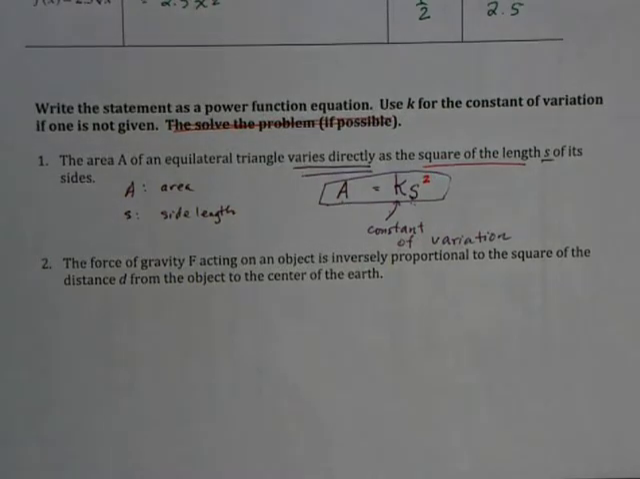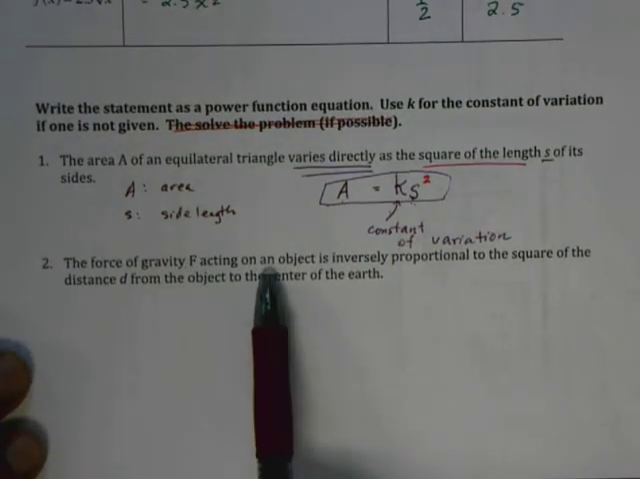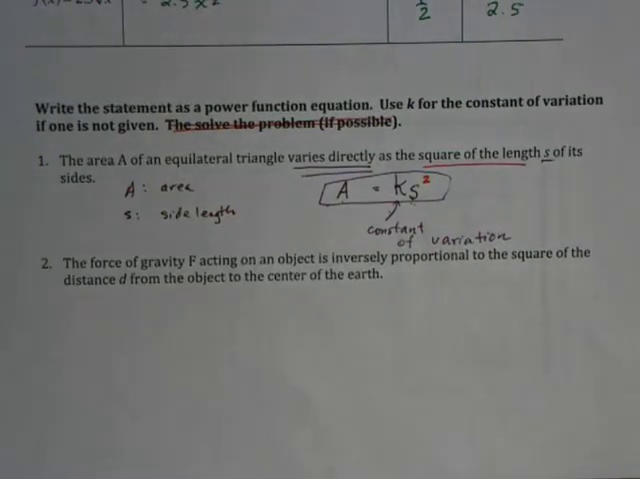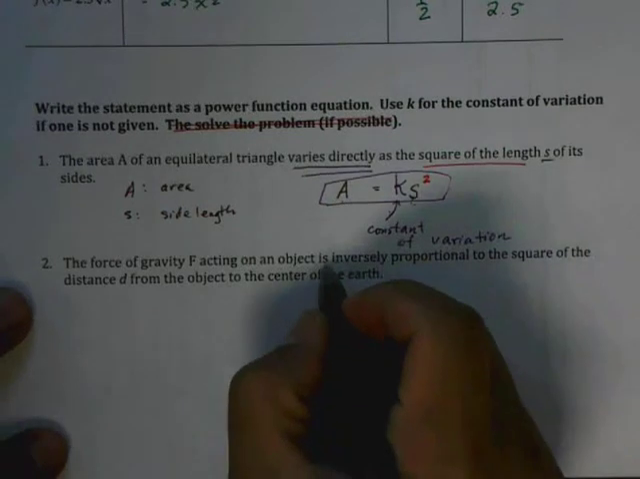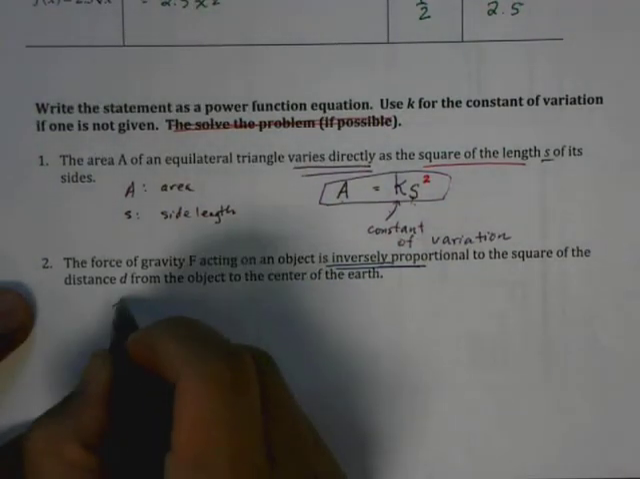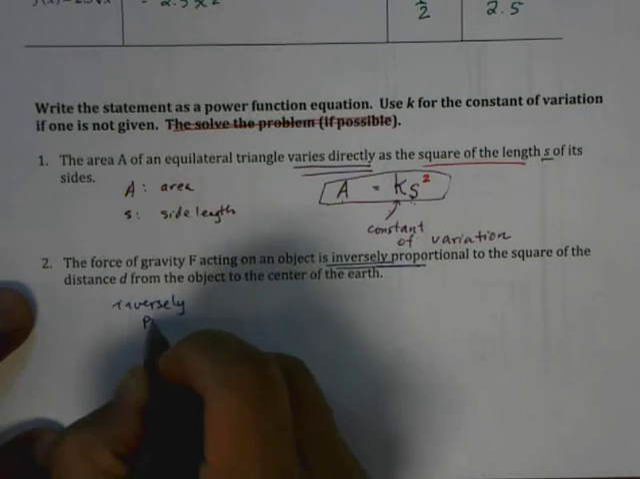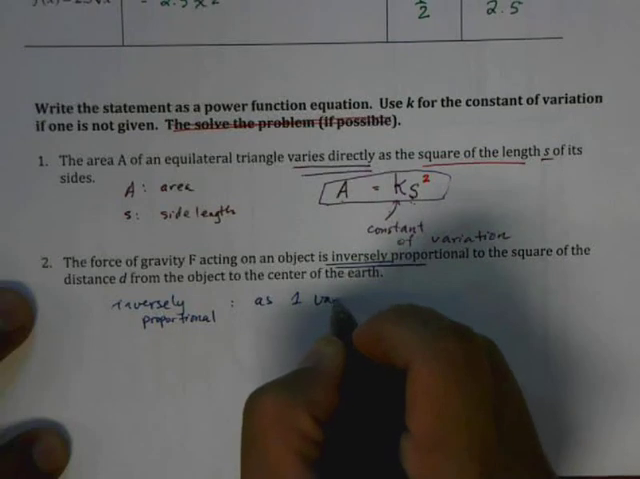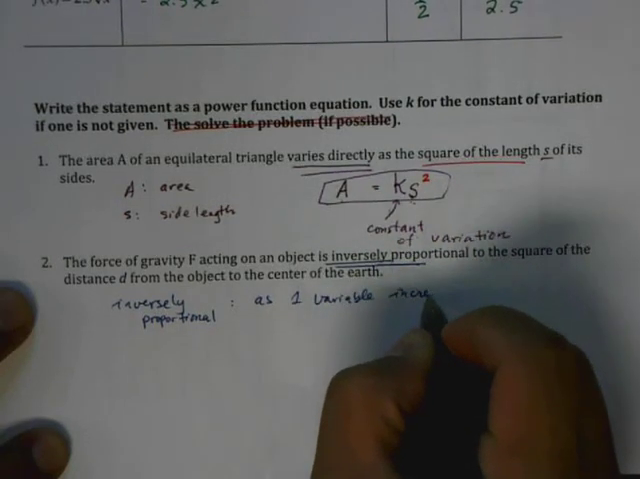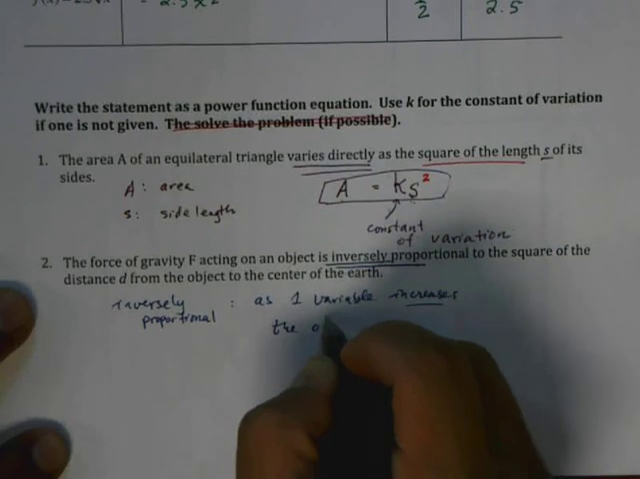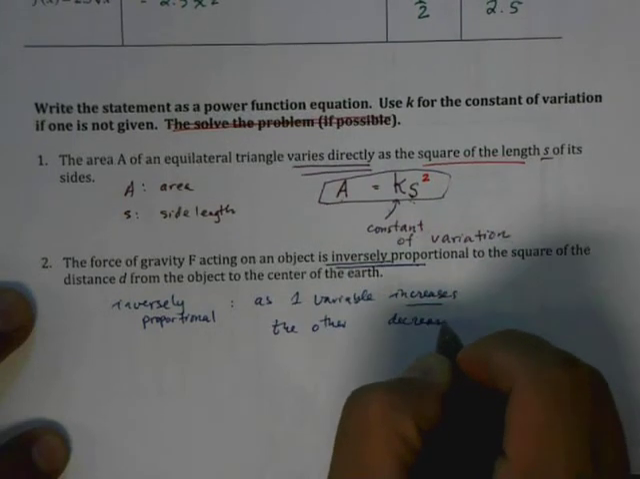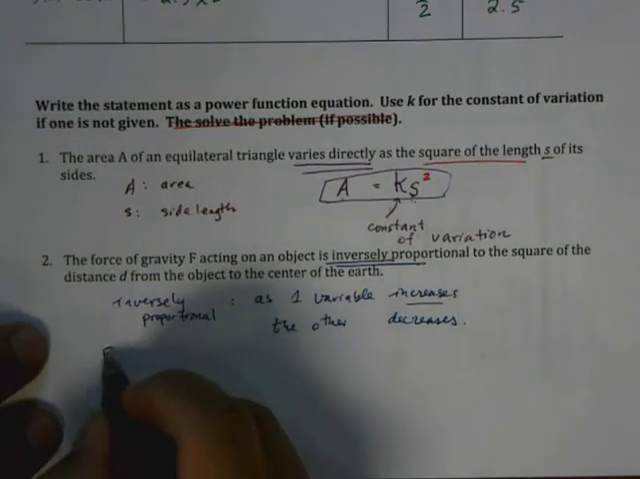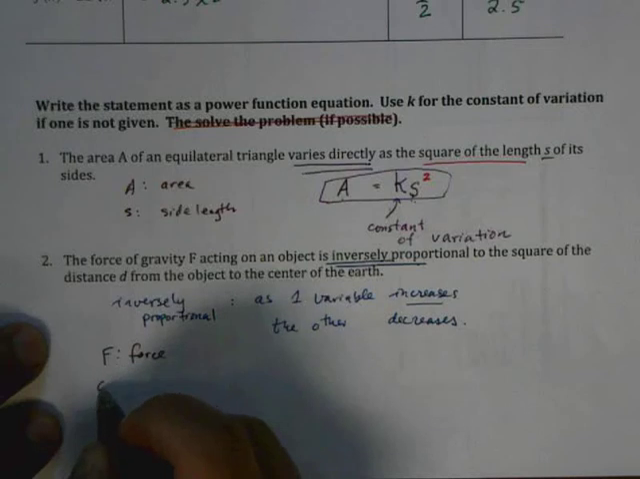All right, so let's try the next one. The force of gravity F acting on an object is inversely proportional to the square of the distance d from the center of the Earth. Here, inversely proportional is important. Inversely means that as one variable increases, the other decreases. So you have a force F, and you have some distance d.